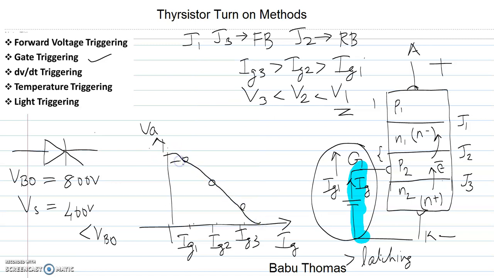So these are the different values of forward voltages. You can say that these are the forward voltages which are required in order to get the device into the turn-on condition.